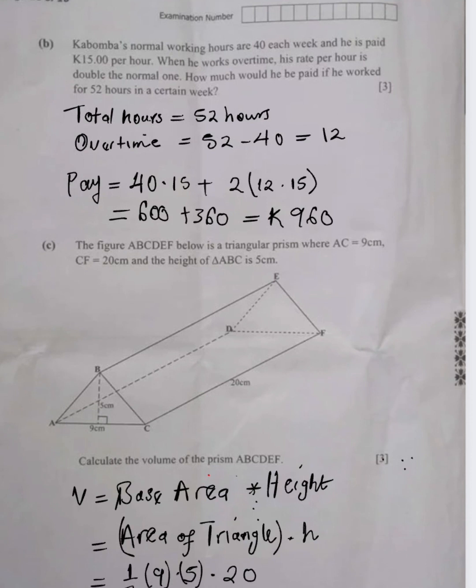So the idea is very simple. First of all, find the total number of hours. So total hours is 52 hours, and overtime is 52 minus 40, which is 12 hours. Okay. Now, what is the calculation of the pay? Calculation of the pay is, the working hours is 40. So that is 40 multiplied by 15. That is 15 per hour. So 40 multiplied by 15 plus twice 12 multiplied by 15.